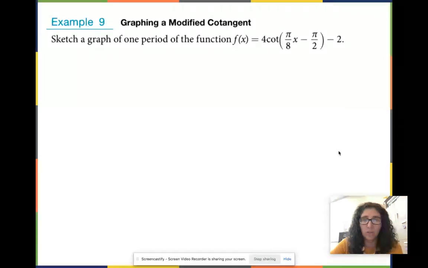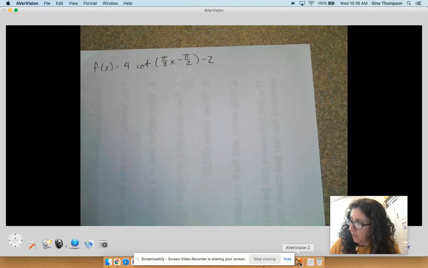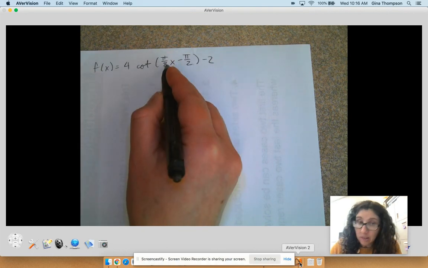All right, let's do modified cotangent. This is painful, but let's do it. Here we are. They've got all the works here. Okay, so f of x equals 4 cotangent of pi eighths x minus pi halves, minus 2. It's the vertical shift that really just sends it over the edge. Okay. All right, first thing we have, it looks like we have a horizontal shift and a period change.